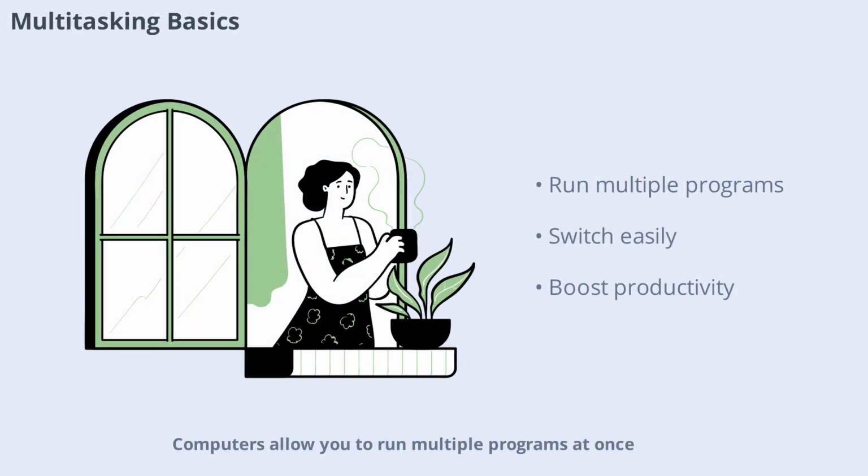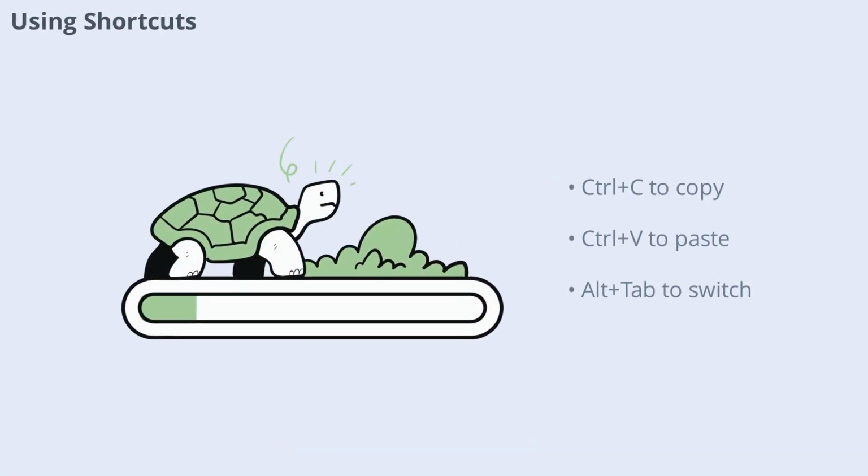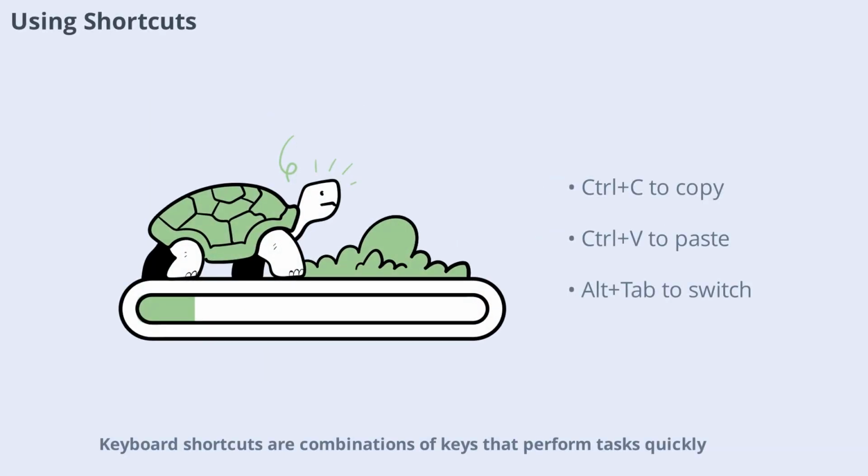Computers allow you to run multiple programs at once, a process called multitasking. You can switch between open applications using the taskbar or keyboard shortcuts. Multitasking helps you work more efficiently, letting you research online while writing a document or listen to music as you organize files. Keyboard shortcuts are combinations of keys that perform tasks quickly.